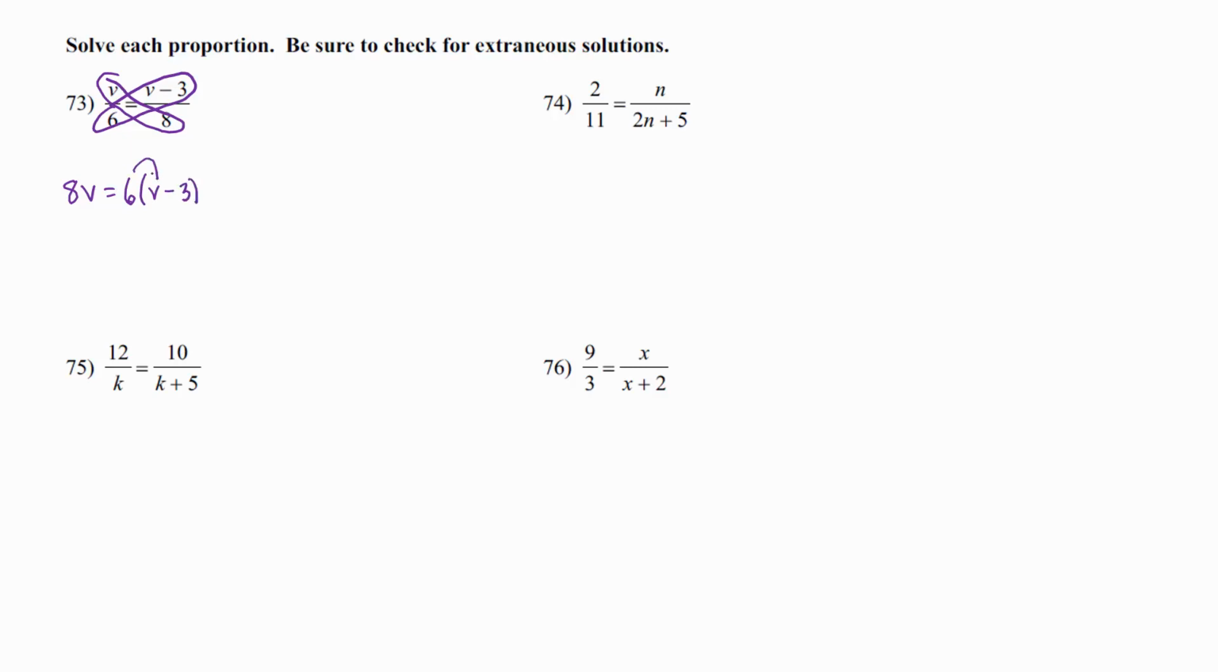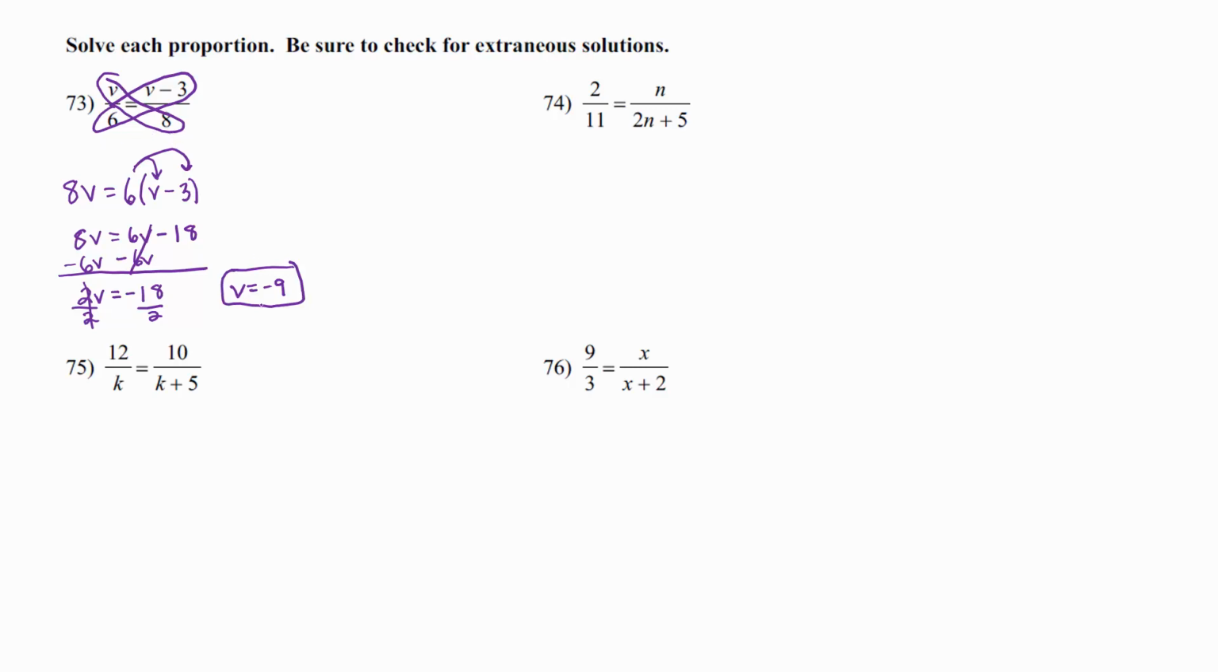And here we have 6 times v minus 3, which we need to make sure that we distribute. If we're doing 6 times a binomial, we have to give that 6 to both things, which is an easy thing to forget. And then this ends up being just a linear equation to solve that hopefully we're pretty good at these days. So 8v minus 6v is 2v equals -18. We're going to divide both sides by 2 and get v equals -9.